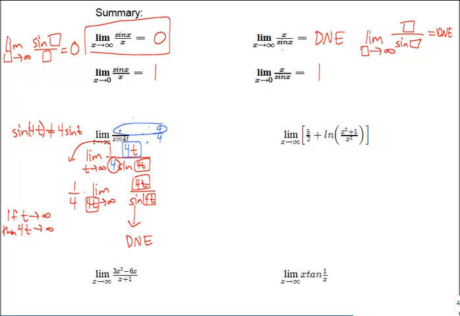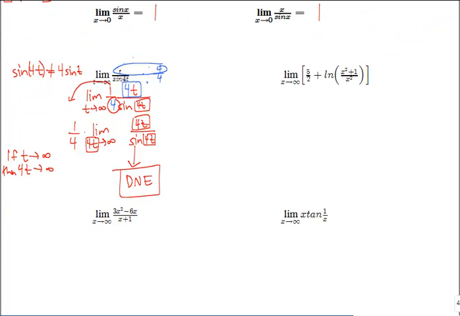So I am allowed to use this sort of limit theorem up here. Since this limit is d and e, multiplying that by 1/4 is still going to be d and e. So my final answer is d and e.